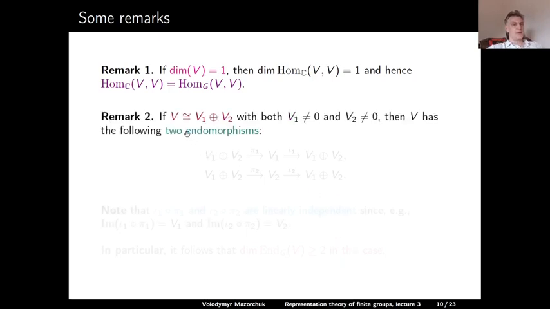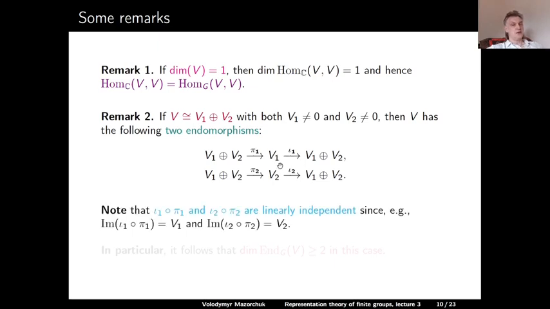Remark 2. If the module V is isomorphic to a direct sum of two non-zero modules, then we can construct the following two endomorphisms of V. So we can project the direct sum onto the first component and then embed it back into the direct sum. Or we can project the direct sum onto the second component and then embed it back into the direct sum.